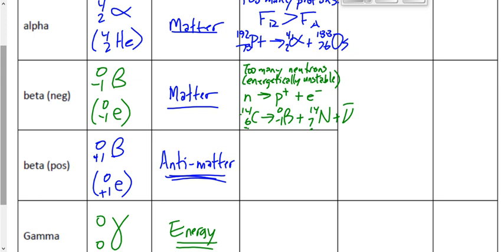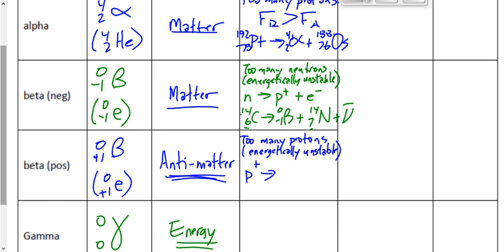Beta positive occurs once again because we have too many protons, but not for the same reason as alpha decay occurred. We get too many protons here, and that leaves, in certain cases, the nucleus to be energetically unstable. So we get too many protons, stands to reason that we're going to get rid of a proton. But we don't just kick it out because the nucleus likes protons and neutrons. So what we do is change it.